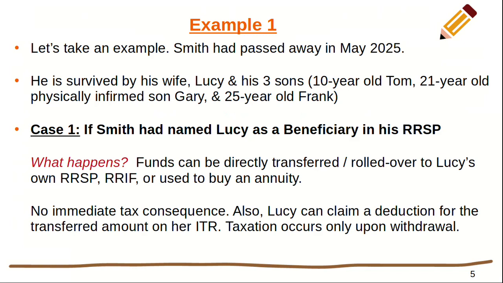Now let's see the first case. What would happen if Smith had named Lucy as a beneficiary in his RRSP? Smith's RRSP gets deregistered and the fair market value of all the funds in Smith's RRSP gets directly transferred or rolled over to Lucy's own RRSP, RRIF, or is used to buy an annuity. No immediate tax consequences here. Also, Lucy can claim a deduction for the transferred amount on her income tax return. Taxation occurs only upon withdrawal.